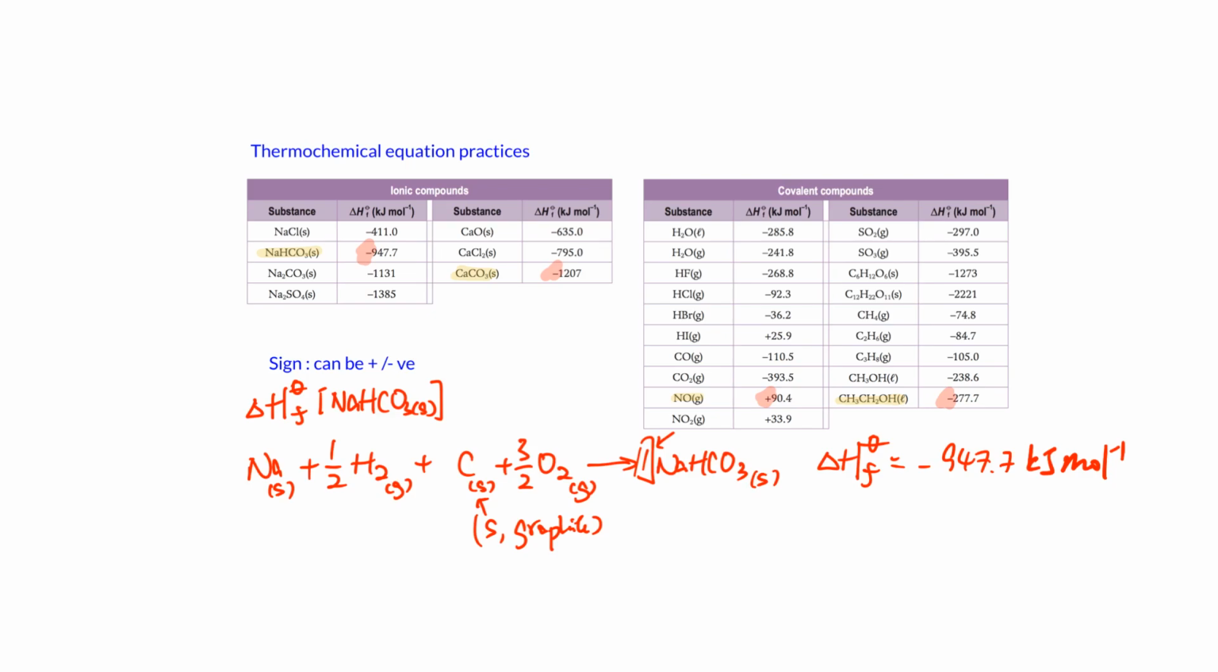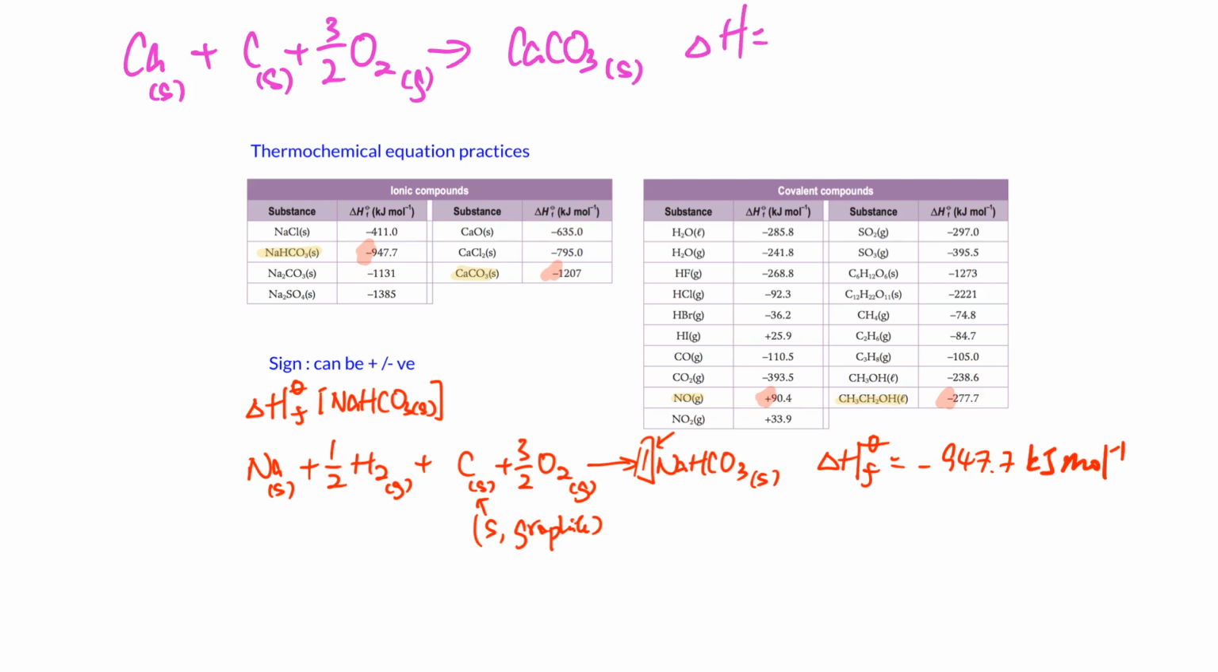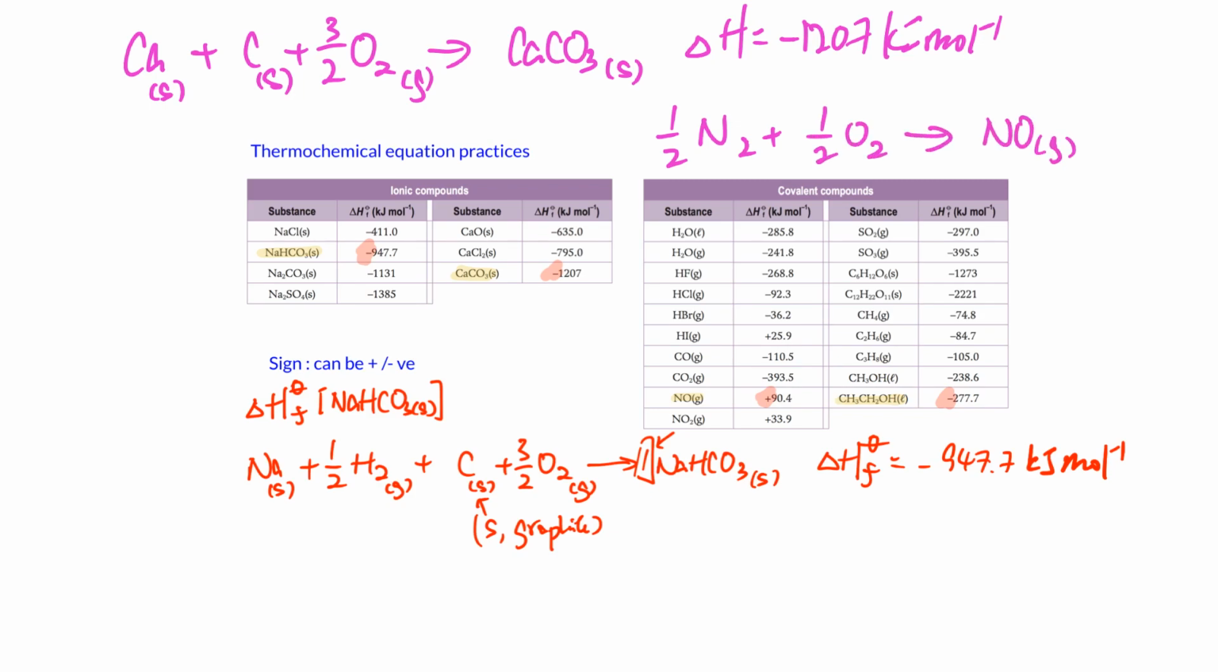So we use the same method to deal with the others. For example, for calcium carbonate, it will have 3/2 O2, and then they form calcium carbonate. Remember, for a thermochemical equation you must include the state, and then you just have 1207 kilojoule per mole. Every time it will be like that. For NO2, half O2, half N2 become NO, that would be gas state and gas state.